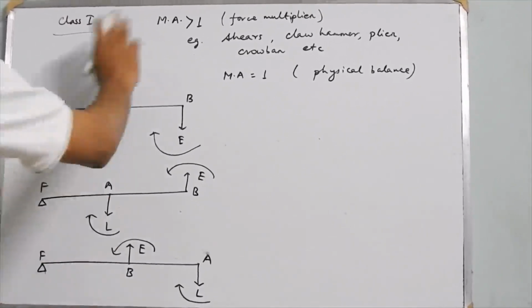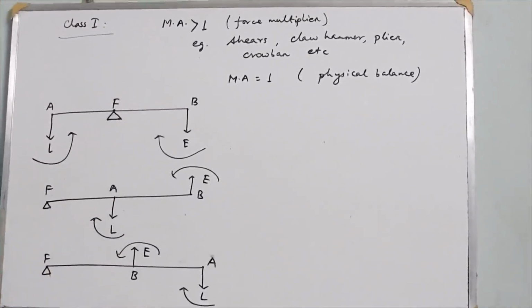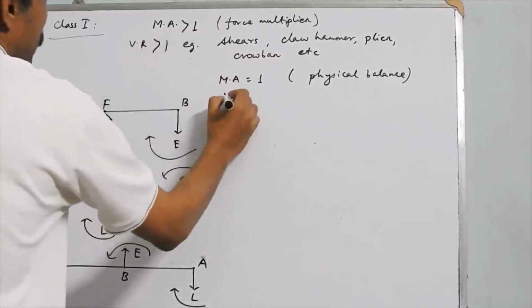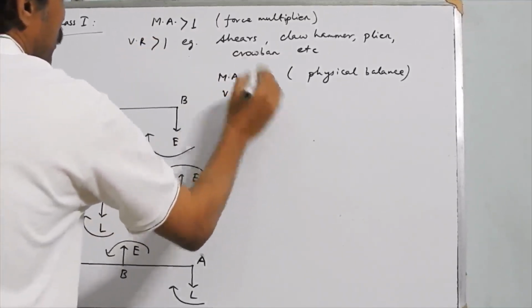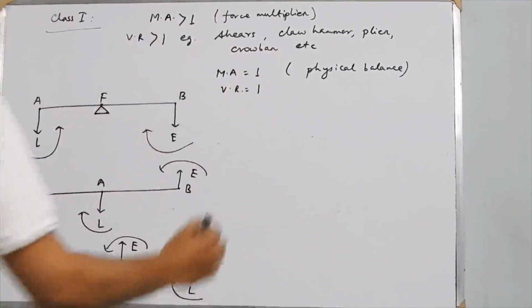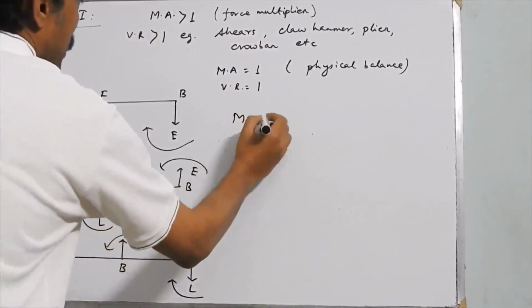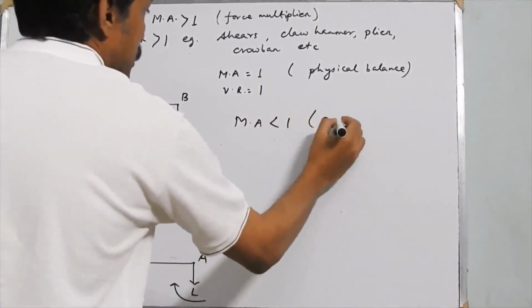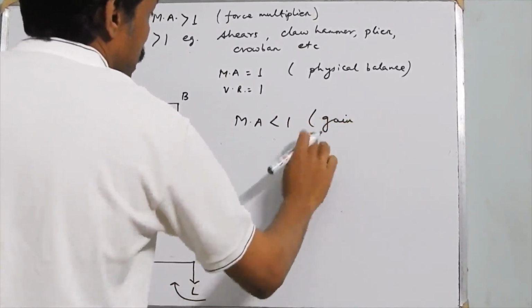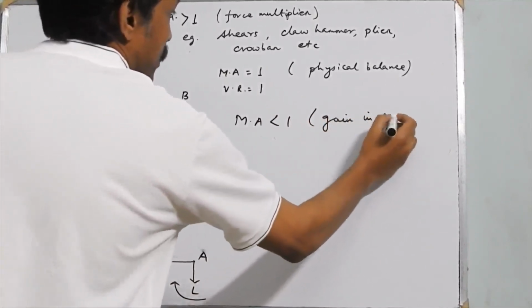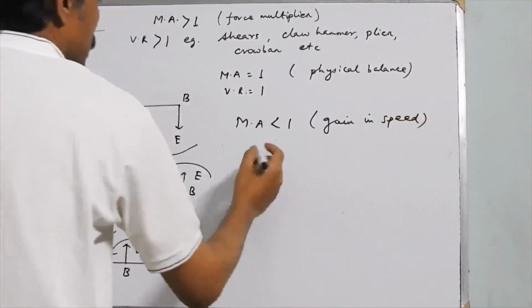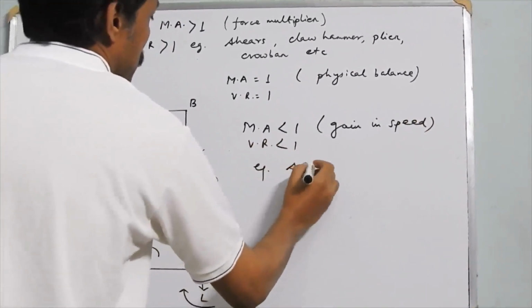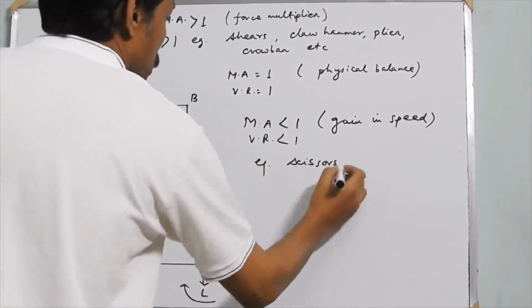So in these cases definitely both MA and VR are greater than 1, and MA and VR are both equal to 1 for the physical balance. And for MA less than 1, that means they are used to obtain gain in speed, sometimes also called a speed multiplier, VR is also less than 1. So an example is scissors, which are used to cut paper or cloth.